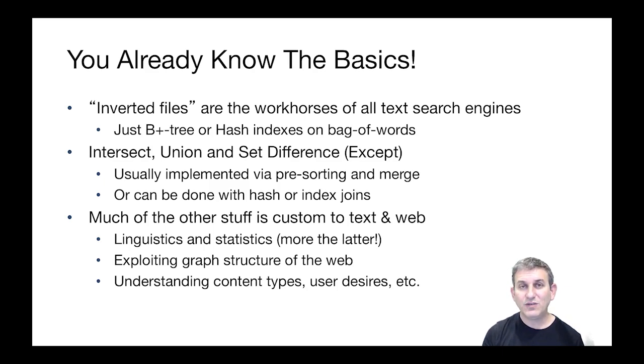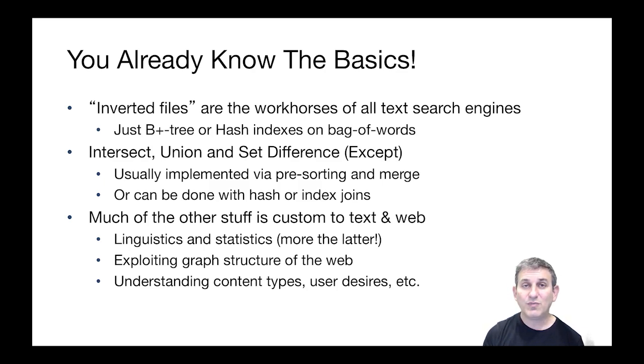And then the processing we do during querying in a search engine is intersection, union, and set difference of postings lists. Those are usually implemented via the pre-sorted postings lists and merge algorithms to merge them together dynamically. This is basically a merge join of multiple postings lists. Now it can be done, and sometimes should be done, with hash or index joins. And so the fact that you know more than one join algorithm is handy here in thinking about if you're going to implement a text search engine.